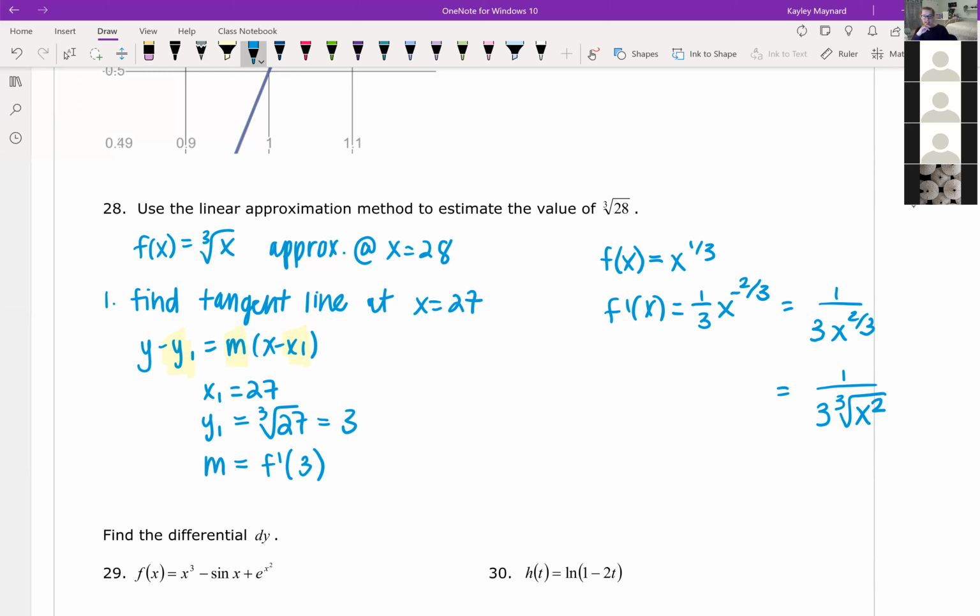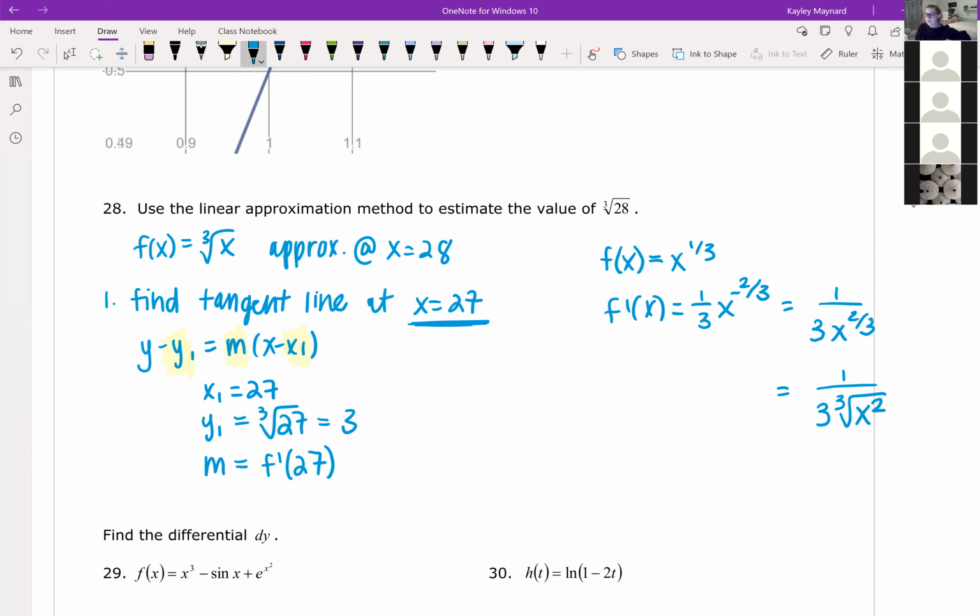Okay, so let's go ahead and now find f prime of 3. So that means we're plugging 3 in here. Did I do this right? Hold on, give me 1 second. Oh, I'm so sorry. I put 3. This should be 27. No wonder I was really confused. Sorry, I accidentally put the 3 when it should be 27 because we're finding the tangent line at 27. My bad.